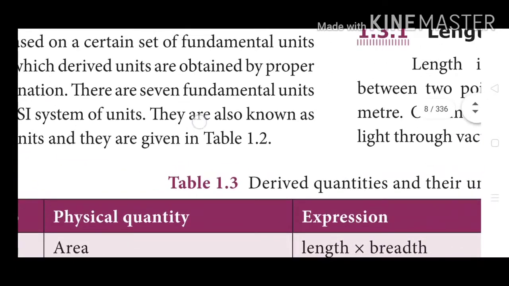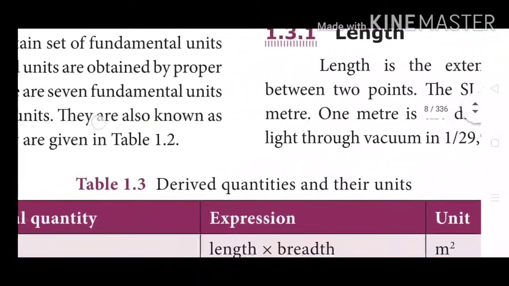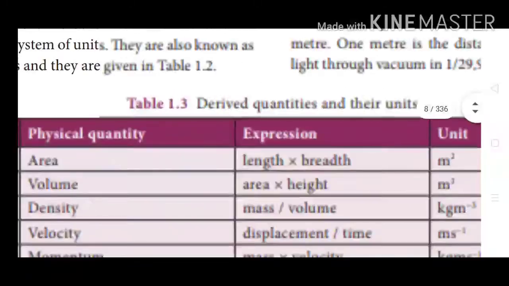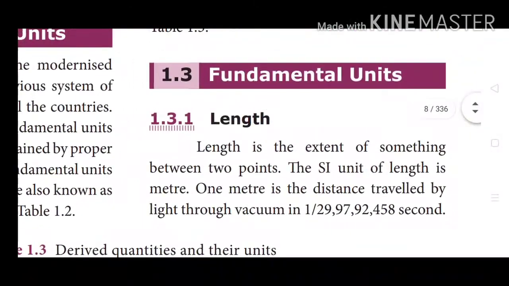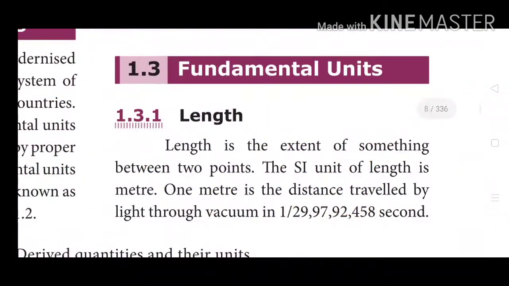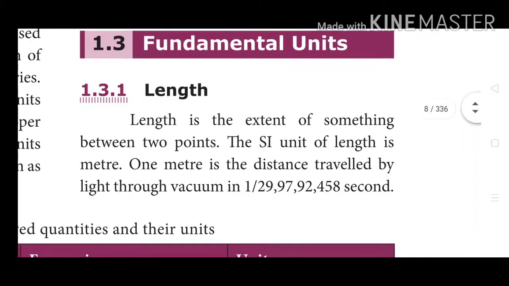Length means very clearly given. What is meant by length? Length is the distance between two points, or the extent of something between two points. The SI unit of length is meter.